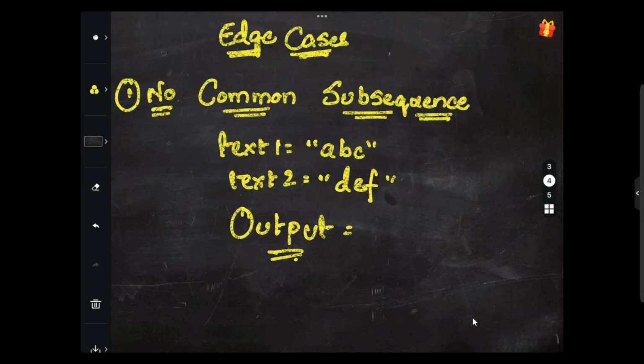Next, let's discuss the edge cases one by one. So the first edge case that I'll be going with here is no common subsequence.